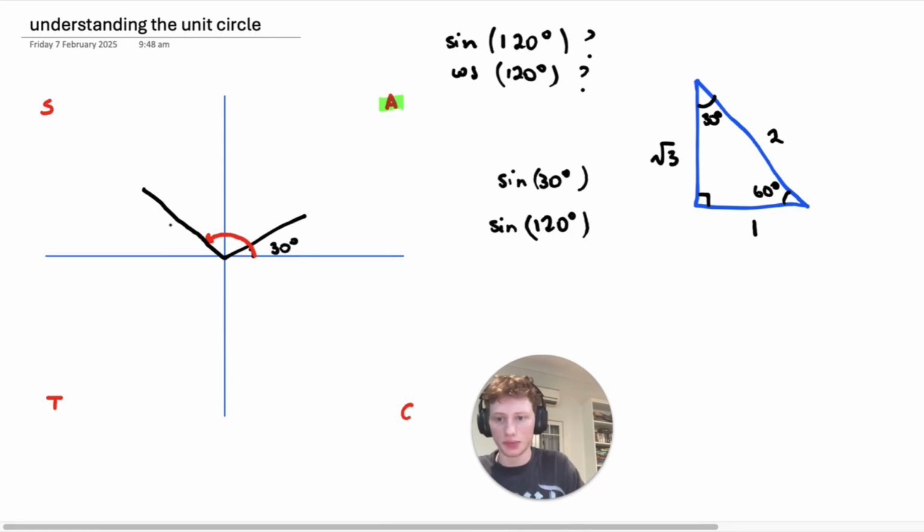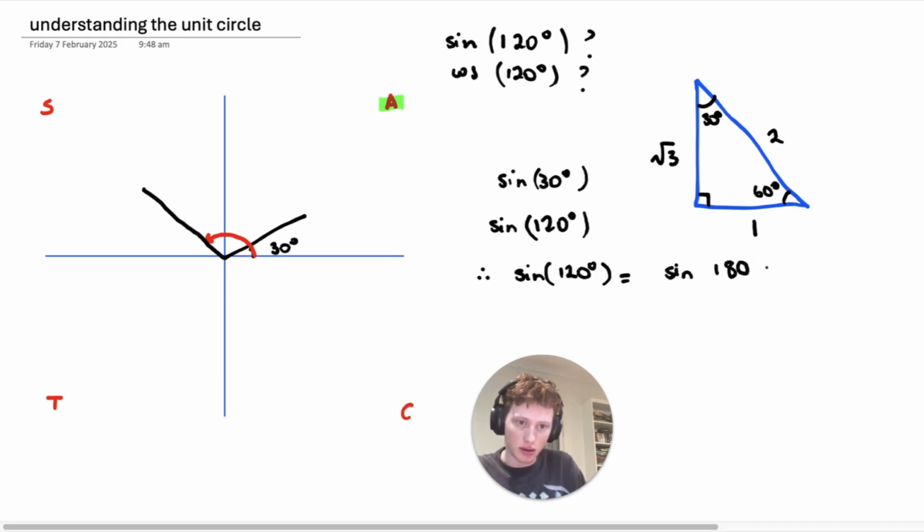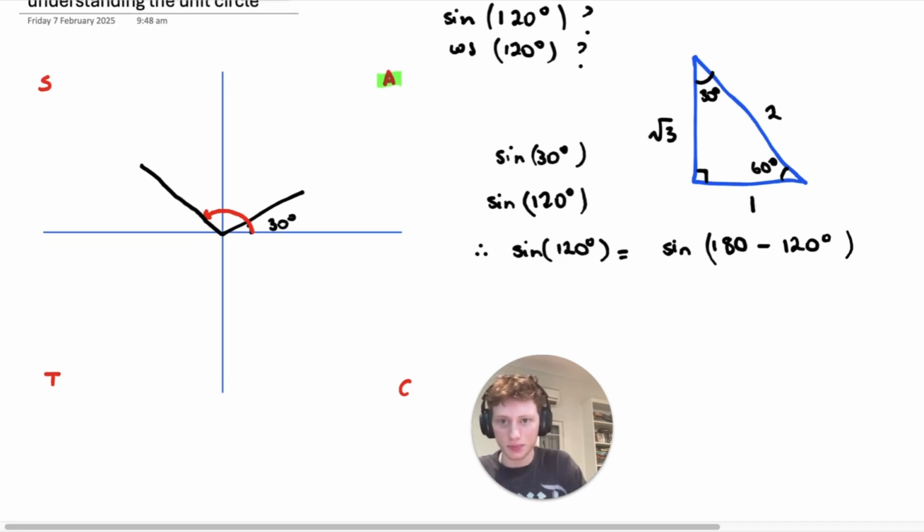It's just to go, okay, let's go to my nearest horizontal reference. So that's going to be 180. And you can say that sine of 120 is sine of 180 minus 120. And then the actual verbal interpretation of this, it looks strange, but it's like, okay, well, you're saying that sine of 120 is the same as sine of 60.